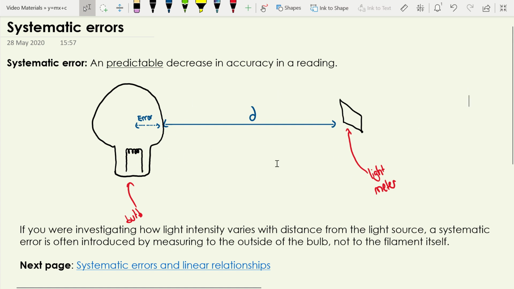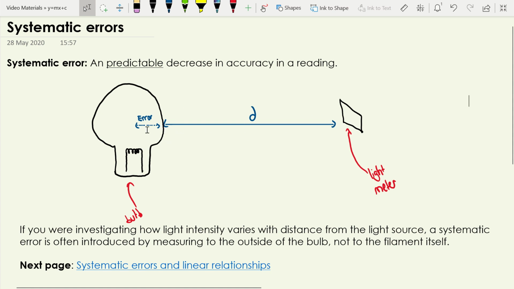So let's take an example where systematic errors will come up. This is a standard experiment we do at A level or pre-U, whatever you do. It's where we measure the light intensity at different distances from a bulb to see how they're related. This is actually an example of an inverse square type relationship. So quite often what happens is we introduce a systematic error. This is fairly unavoidable.